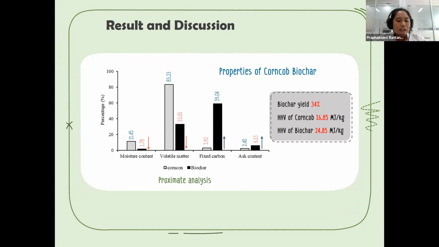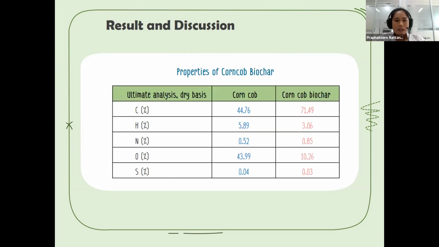The result and discussion are shown in this slide. The use of corn cob biochar gave a yield of 24%. The moisture content and volatile matter decreased, and then the fixed carbon and ash content increased. It led to increased calorific value. The high heating value of corn cob biochar was higher than the raw material, at around 25 megajoule per kilogram. The slide shows the result of ultimate analysis. The biochar has carbon content increased to 71%. The hydrogen and oxygen were lowered to 3 and 10% because of chemical decomposition of the oxygenated chemical groups in the biomass.